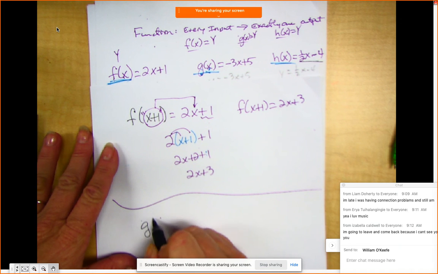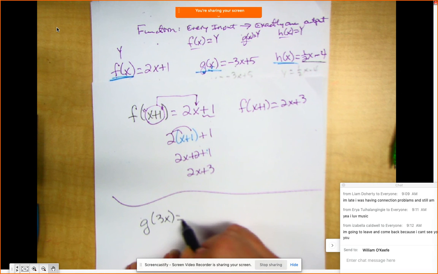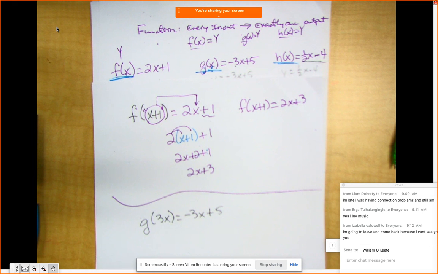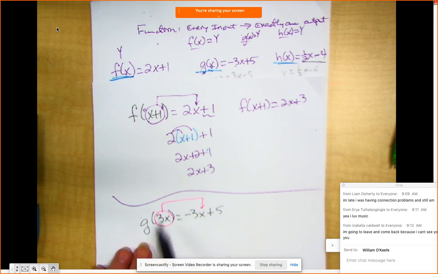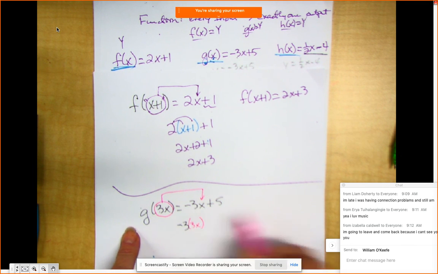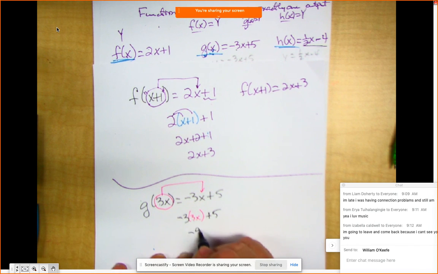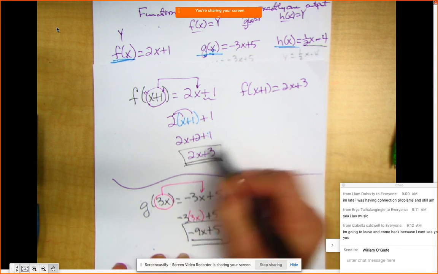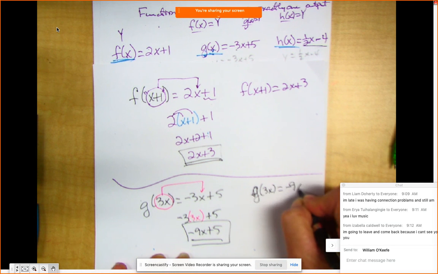What if I said g of 3x? I'm going to take the g function, which is negative 3x plus 5. Instead of x, I'm going to substitute in all of this stuff right there. Don't lose the 3. This says negative 3. I'm going to plug in 3x in place of x, and you simplify. Negative 3 times 3x is negative 9x plus 5. There's nothing else to simplify. This is my answer, just like 2x plus 3 was my answer up there. So g of 3x is equal to negative 9x plus 5.